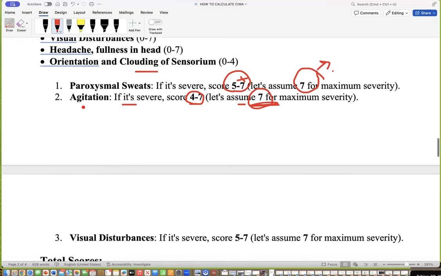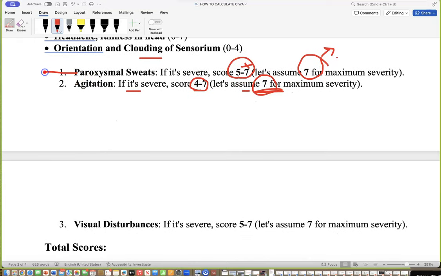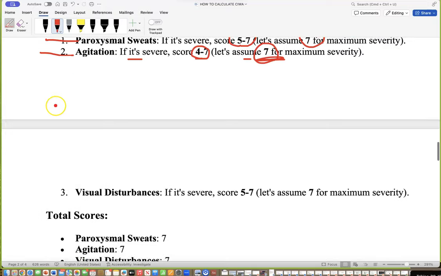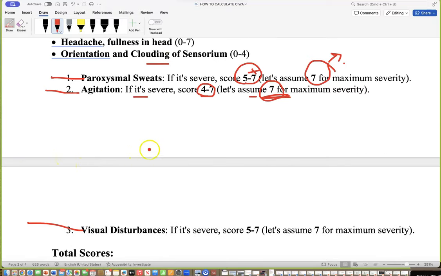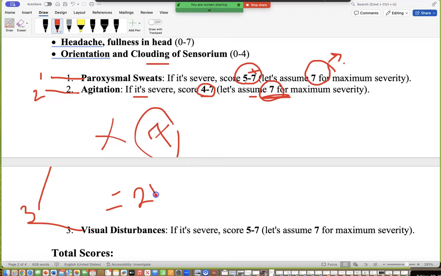So let's say somebody is having severe paroxysmal sweat, agitation, and they now have visual disturbances. Let's assume that the severe scale is 7. So calculate. What is your severity scale? You now have 1, 2, and 3 symptoms. 3 symptoms. You now want to take that and multiply that by 7, right? To get what? 21. That is it.